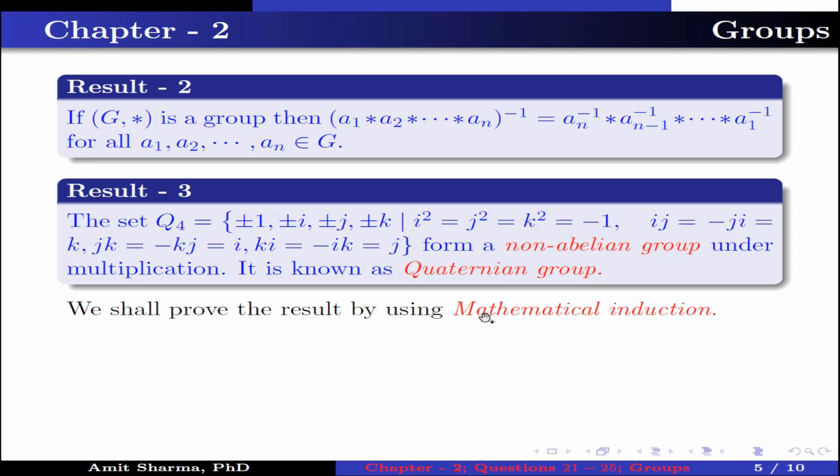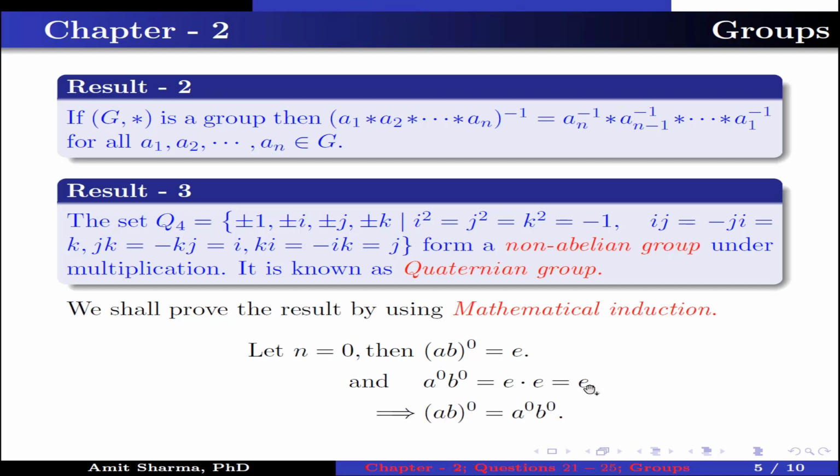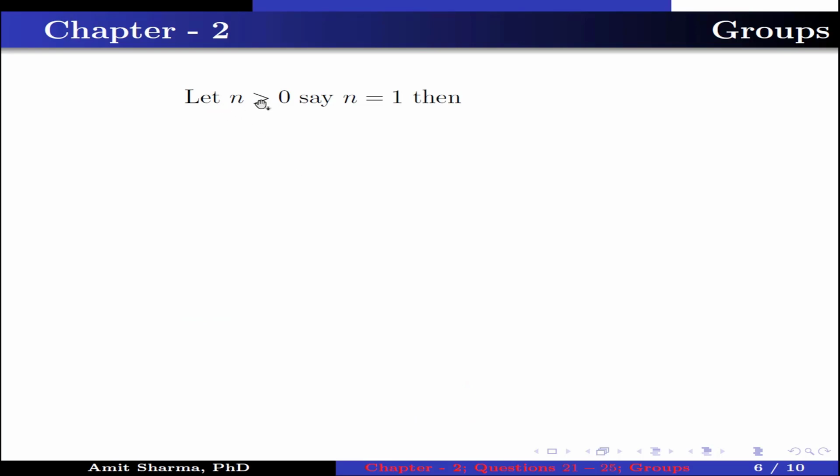Now we shall prove the result by using mathematical induction. Let n equal to 0, then (ab) to the power 0 is equal to identity and a to the power 0 into b to the power 0 is equal to identity into identity, which is equal to identity. This implies (ab) to the power 0 is equal to a^0 b^0. This implies the result is true for n equal to 0. Now let's take n greater than 0, say n equal to 1, then (ab) to the power 1 is equal to ab, which is further written as a^1 b^1. This implies the result is true for n equal to 1.